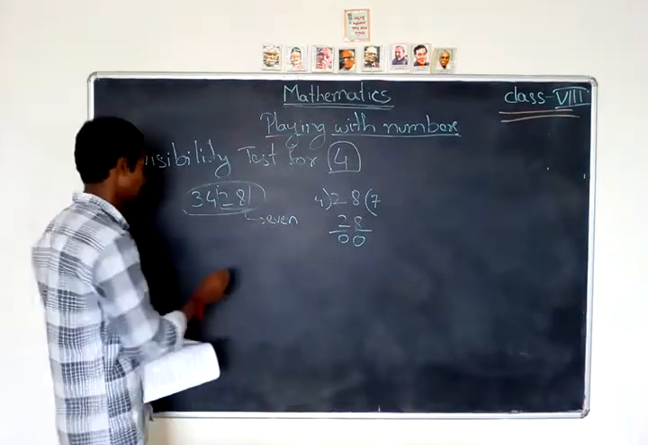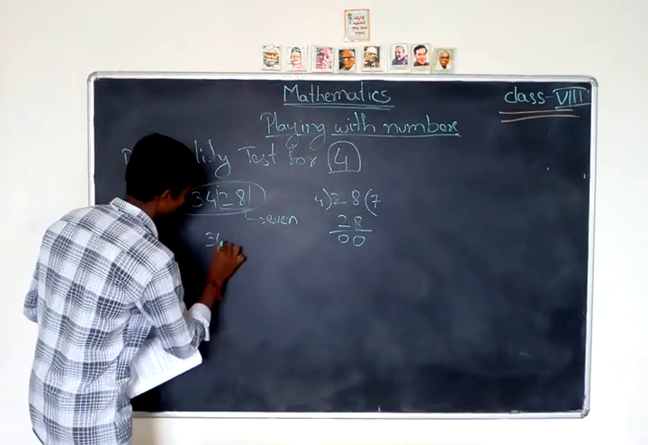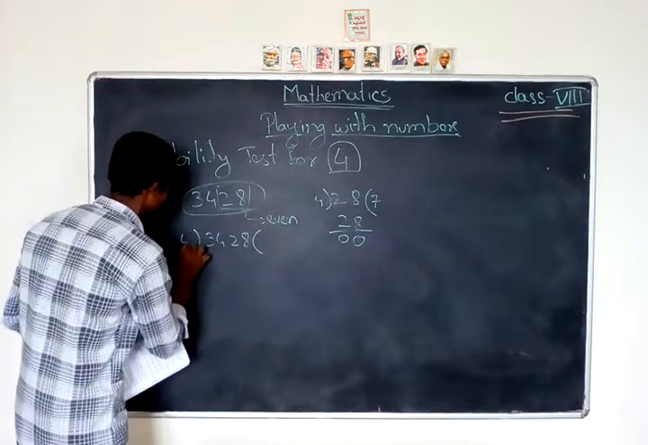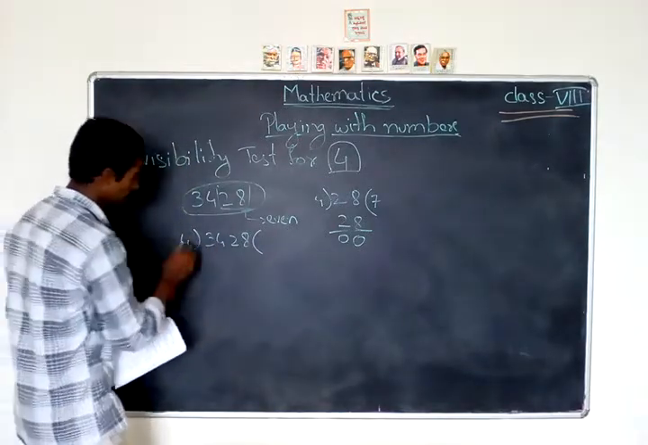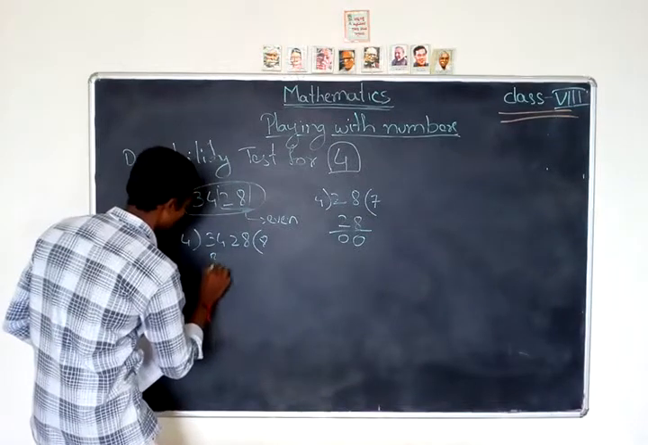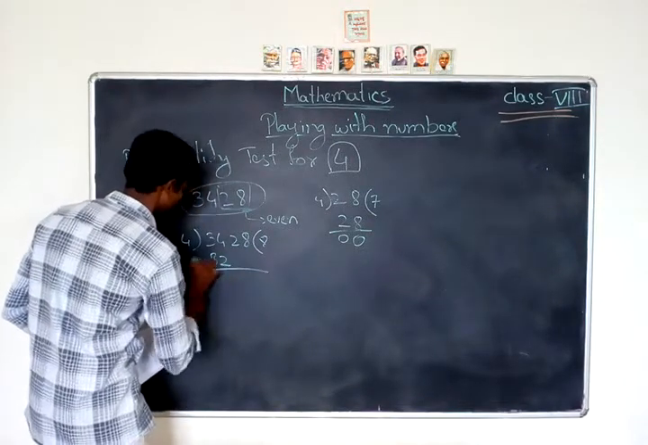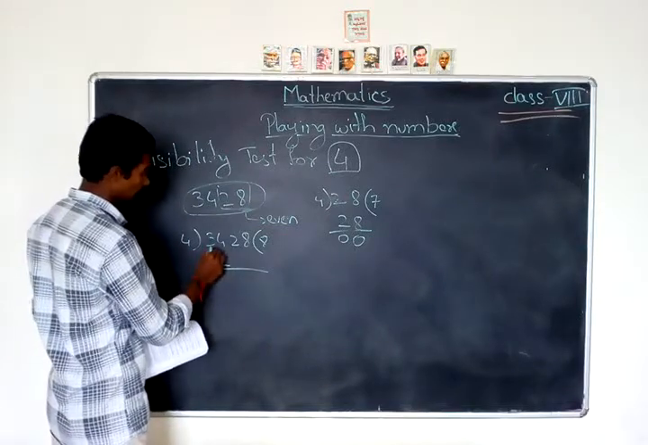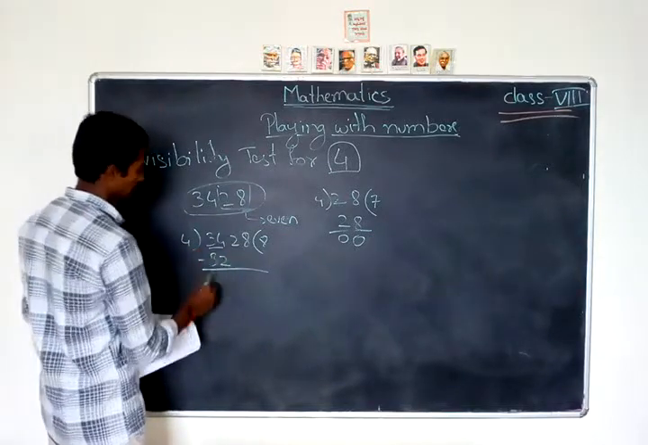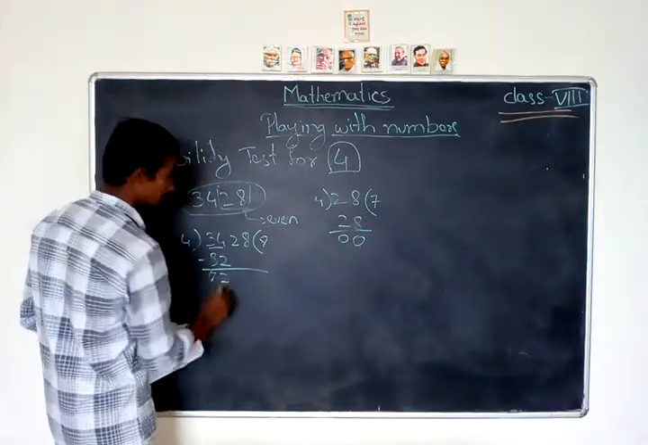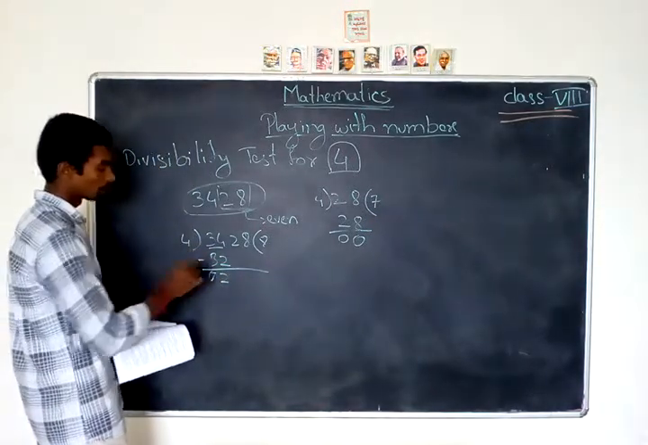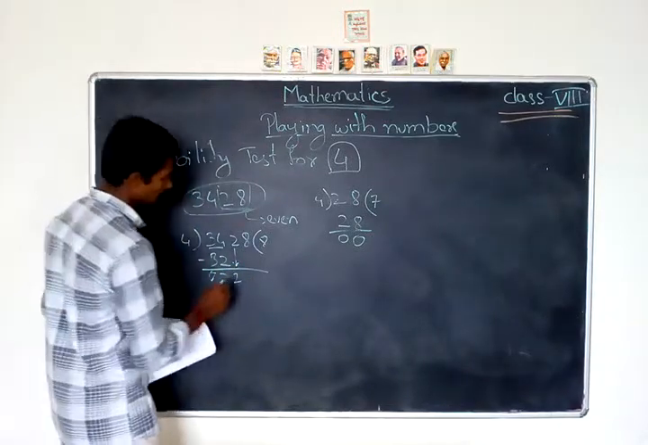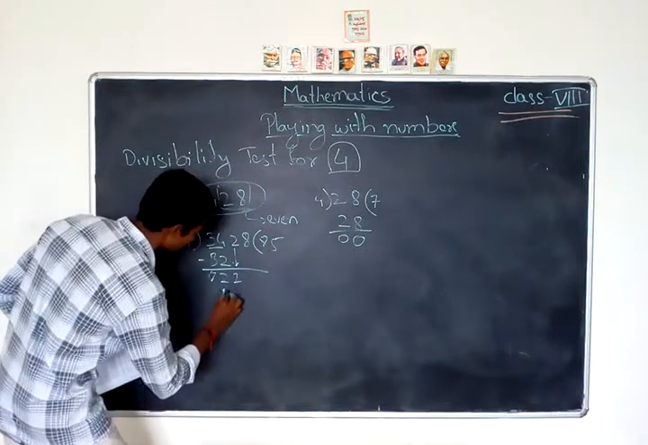Let us check it out. 3428 divided by 4. 4 8s are 32. Because 3 is not divisible by 4, I have taken the two digits. 4 8s are 32, and 2 is remaining. 2 is not divisible by 4, so I will take this 2 down here. So now 4 5s are 20.